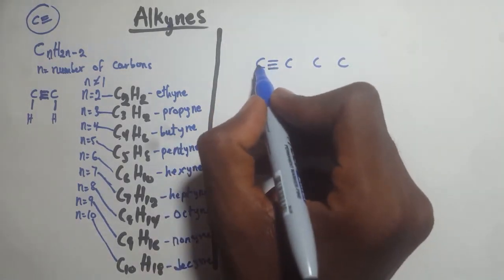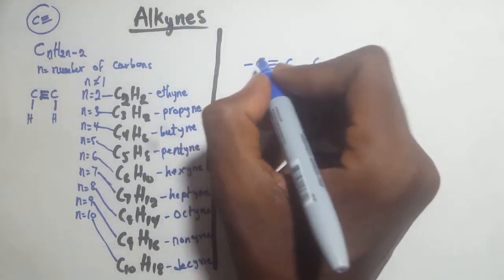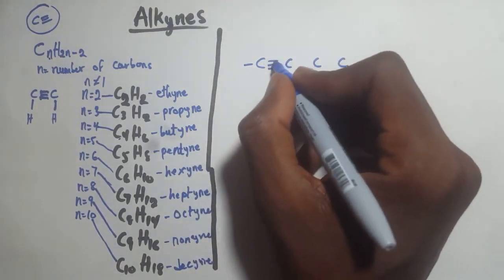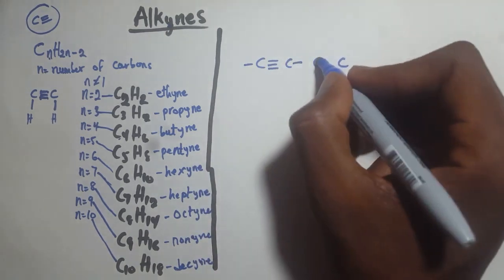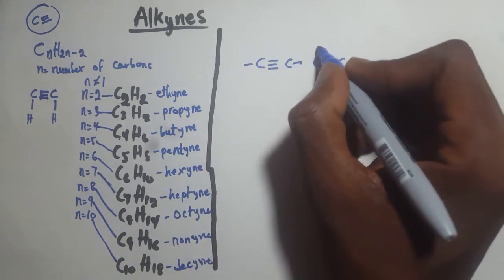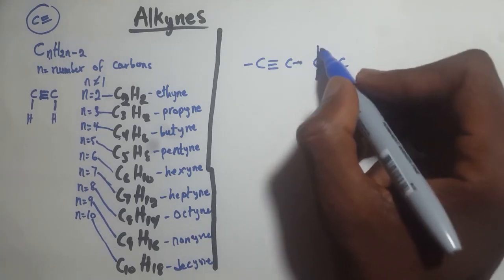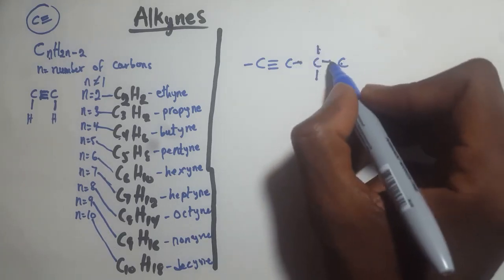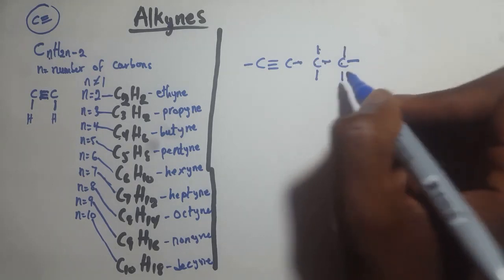So 1, 2, 3. This carbon has 1, 2, 3, so I can add 1 here. So I have 4. This carbon also has 1, 2, 3, then 4. Now this carbon has only 1, so I can add 1 here, 1 here, 1 here. So this carbon has 1, 2, 3, 4. This carbon also has 1, 2, 3, 4.